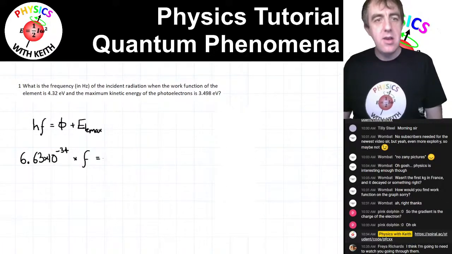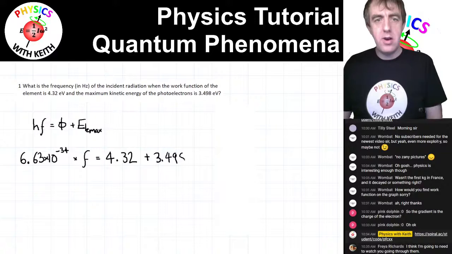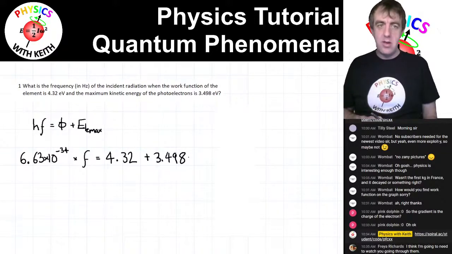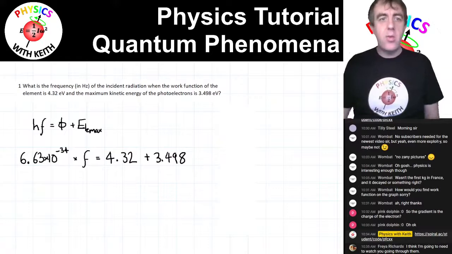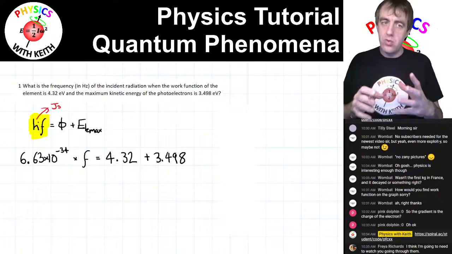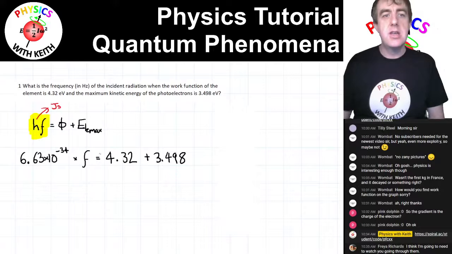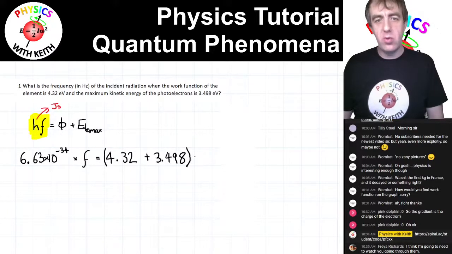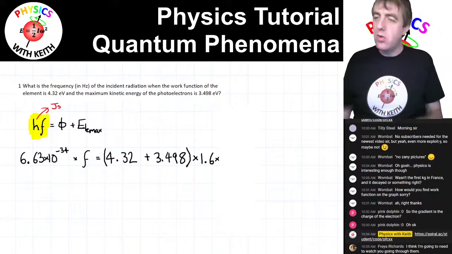We're after frequency equals, now, work function, 4.32 electron volts plus E_K max, 3.498 electron volts. But that's electron volts. The equation on the left only works in joules. This equation, h, is in units of joule seconds. So this only works in joules. So I've got to convert my energy on the right-hand side into joules. And we did that last time. It was a tricky, challenging thing to do, converting units into joules.